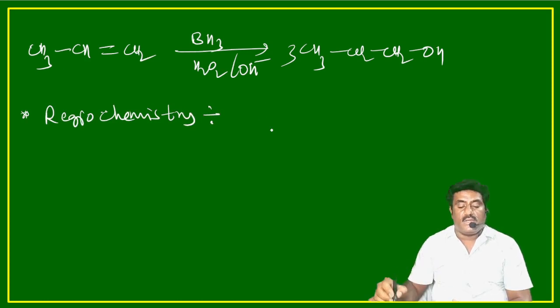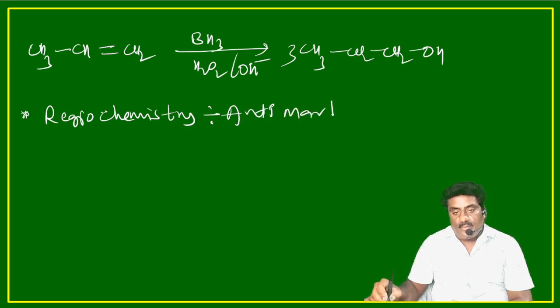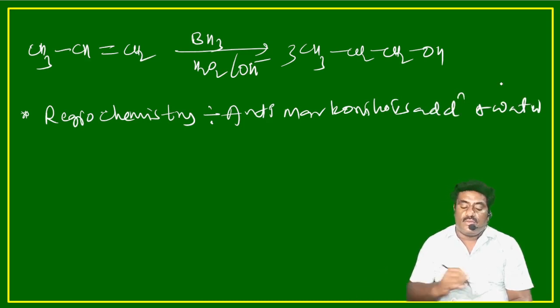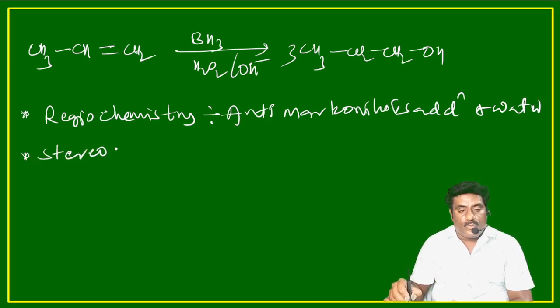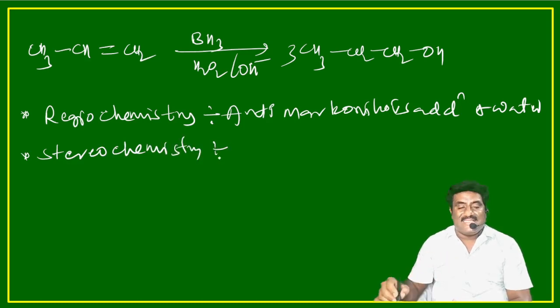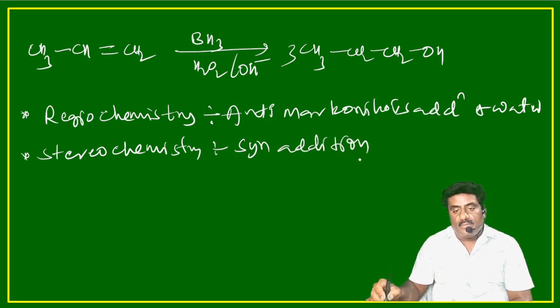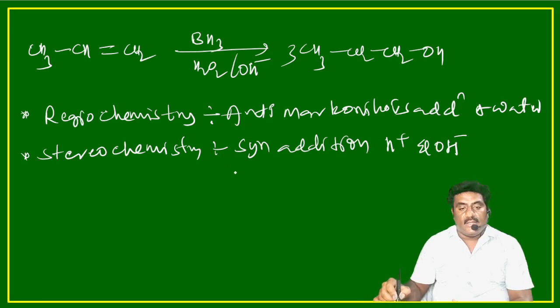The regiochemistry of hydroboration is anti-Markovnikov addition of water. What is the stereochemistry? The stereochemistry of hydroboration is syn addition. Syn means same side addition of H plus and OH minus on the alkene system.